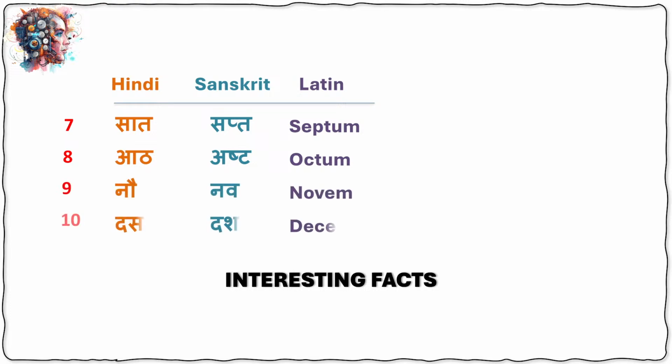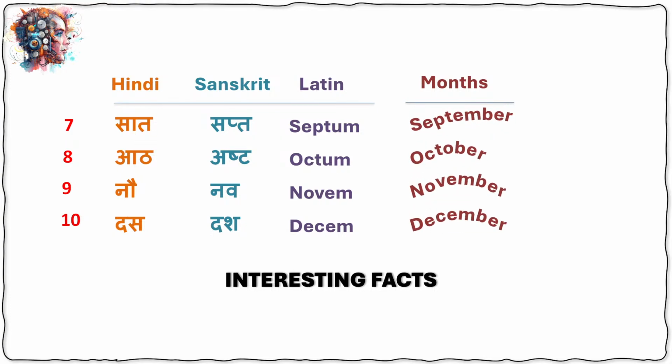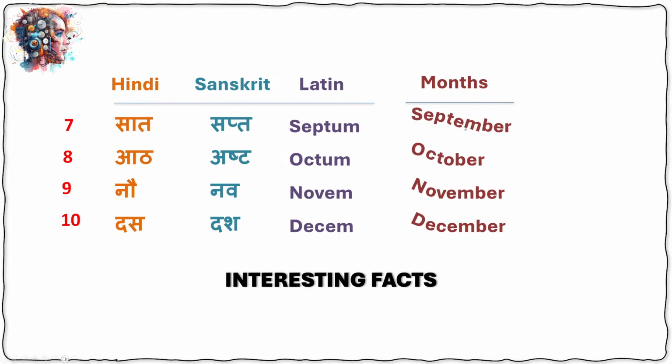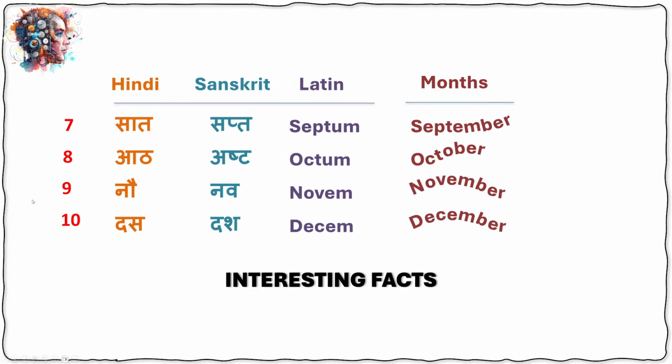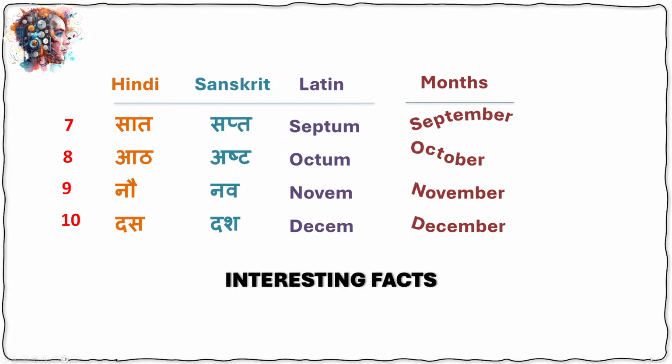Similarly, you have Nava and Dasa. Does this remind you of anything? Very simple, no? You have September, October, November, December. So September, truly speaking, is the 7th month. October is the 8th month. November is the 9th month and December is the 10th month.